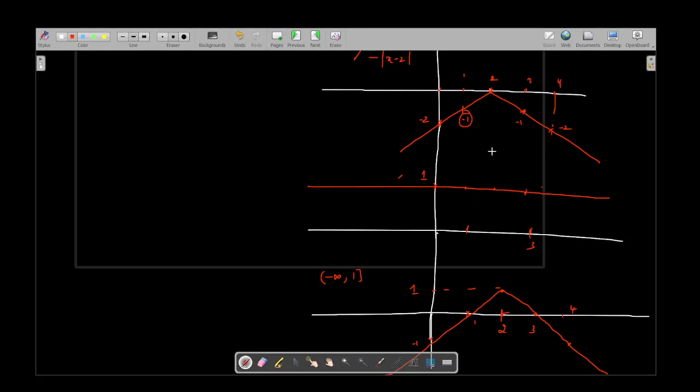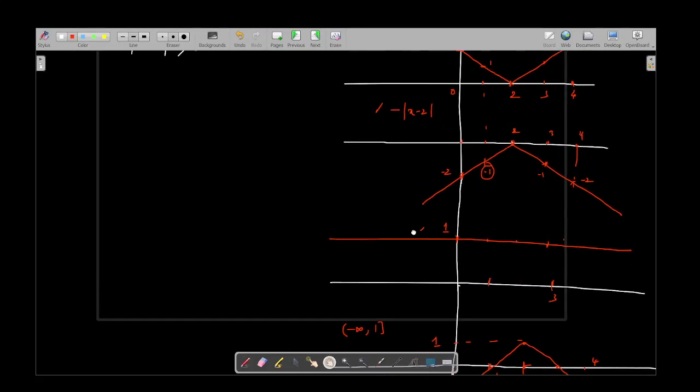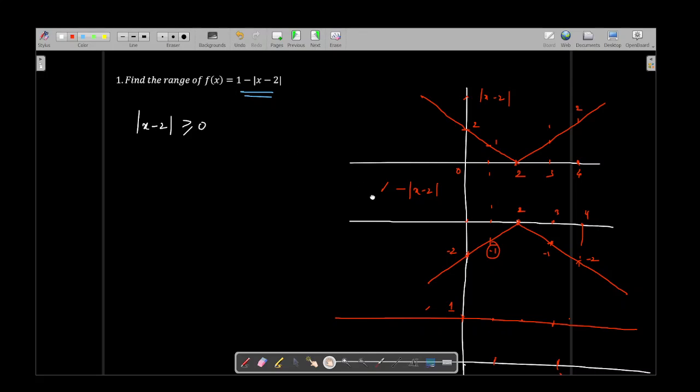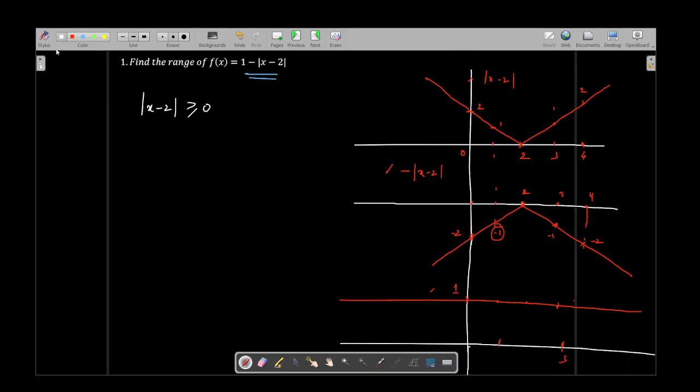But this method is not advisable because it takes a lot of time. So what we do is we do it algebraically. How we do it algebraically: we know that the modulus function is always greater than or equal to 0. So now I want minus of mod x minus 2.